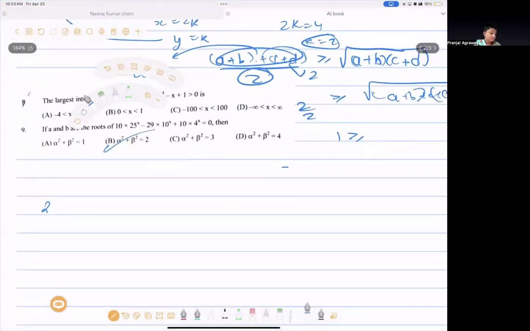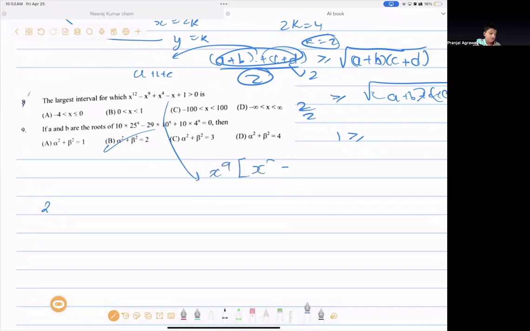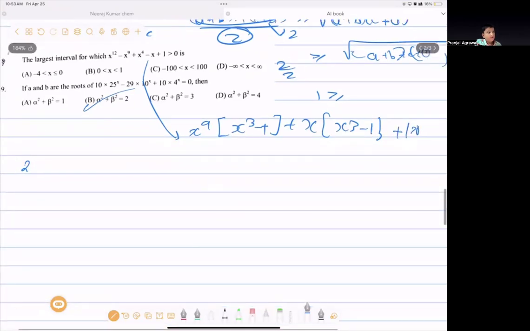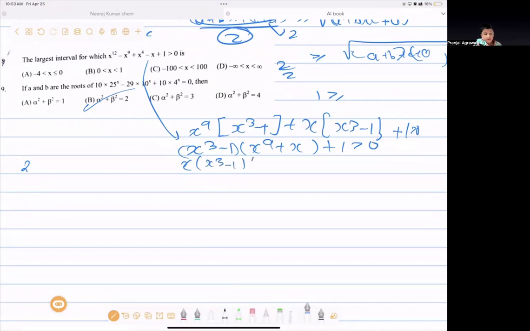You can make it x^9, x cube minus 1 plus x cube minus 1 plus 1 is greater than 0. So we will have x cube minus 1 into x^6 plus x^3 plus 1 is greater than 0. Now we will put x cube minus 1 into x^3 plus 1 is greater than 0. Okay, now after this we will take 3 cases.